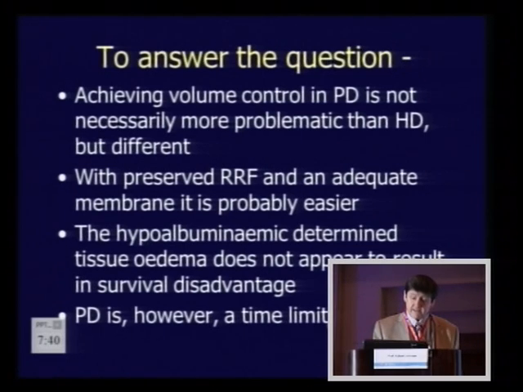Having said that, there is no evidence that the hypoalbuminemia in the PD population is associated with an increased risk of mortality when compared to hemodialysis populations. There's a nice study from Raj Malhotra showing that actually, if anything, for a given low plasma albumin, the survival in the PD patients is slightly better.